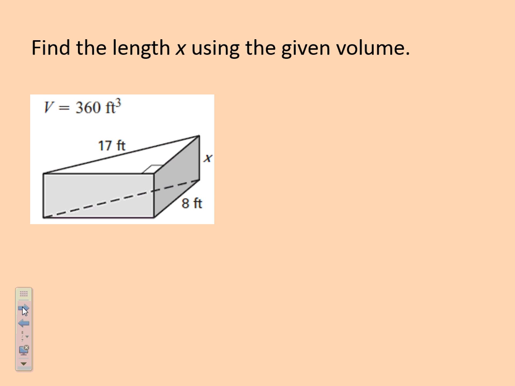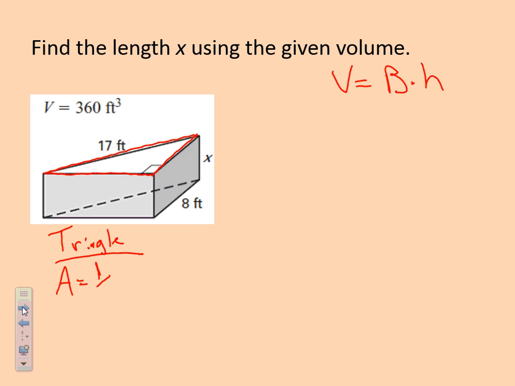So first thing I want to do to find volume: volume equals base area times the height. So let's see what we know. We need to find our base. Our base, remember, is what we have 2 of that are exactly the same, and that would be a right triangle. So first thing we need to do, base area. If I have my triangle, area equals base times height divided by 2.